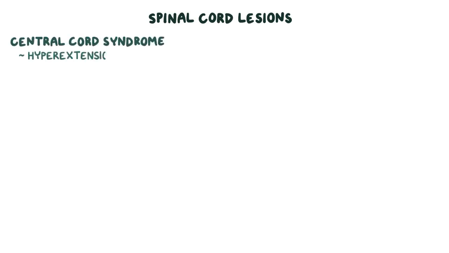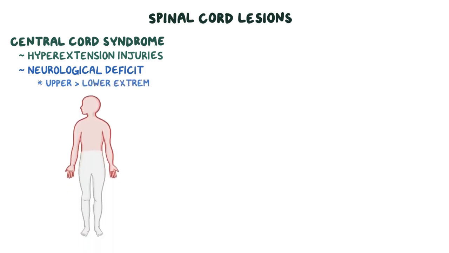Finally, some spinal cord lesions may result from these fractures and their mechanisms. For example, central cord syndrome results from hyperextension injuries, and uniquely manifests as neurological deficit that is greater in the upper extremities compared to the lower extremities.